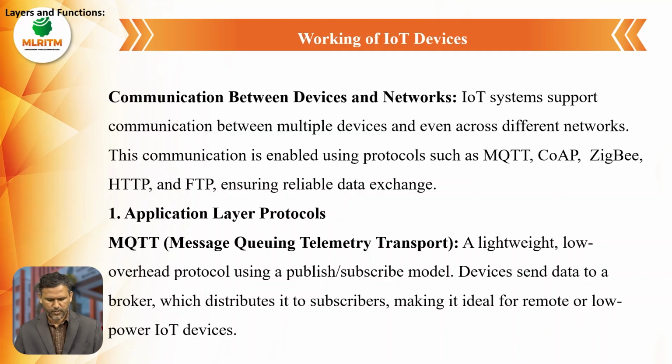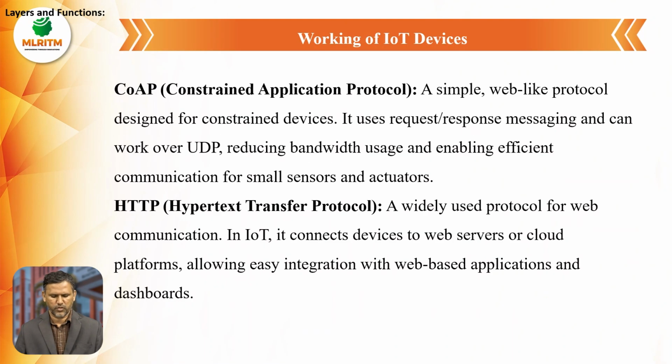So the lightweight, low overhead protocol is used in publish-subscribe models. The device sends data to a broker, which distributes it to subscribers, making it ideal for remote or low power IoT devices. Next is CoAP, Constrained Application Protocol, a simple web transfer protocol designed for constrained devices. It uses request and response messages and can work over UDP, reducing bandwidth usage and enabling efficient communication for small sensors and actuators.